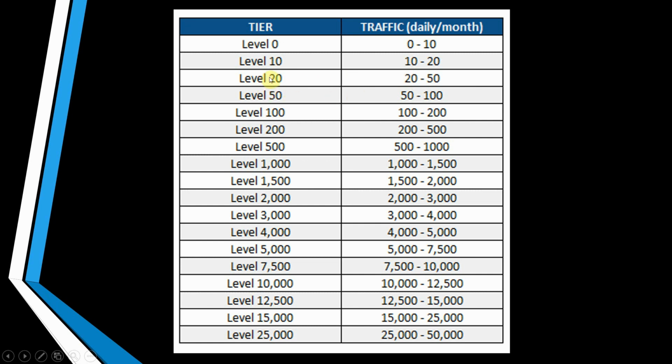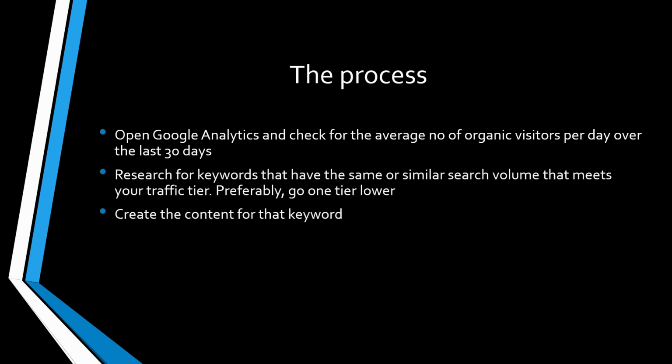So this is preferable, but obviously you can just start creating content around keywords which are at the same level as you are right now as well. But especially when you're starting out, you would want to go maybe one tier lower. Okay, after that, create the content for that keyword, right? Properly optimize it, for on-page and everything.